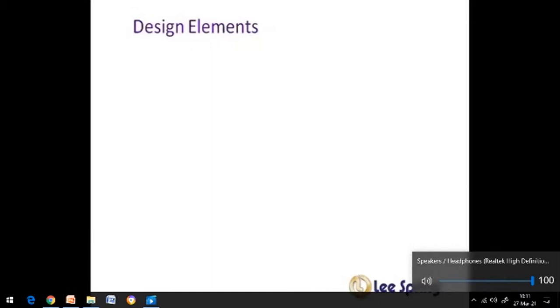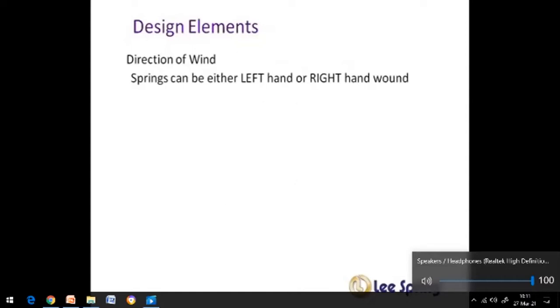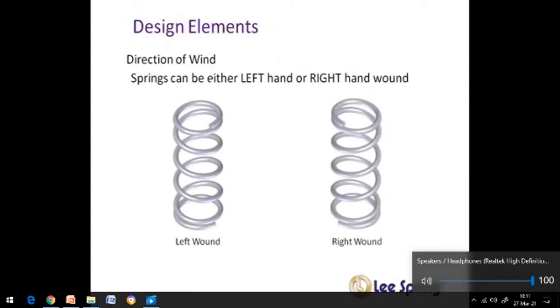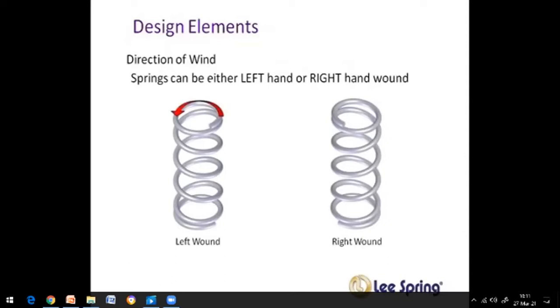Now let's take a look at some of the design elements related to compression springs. One primary design element is the direction of wind. A coil spring can be wound in either a left-hand or right-hand direction, similar to a screw-type thread. A left-hand wound spring will spiral in the same direction as a left-hand threaded screw. A right-hand wound spring will spiral in the same direction as a right-hand threaded screw.